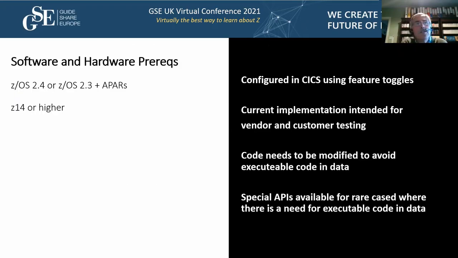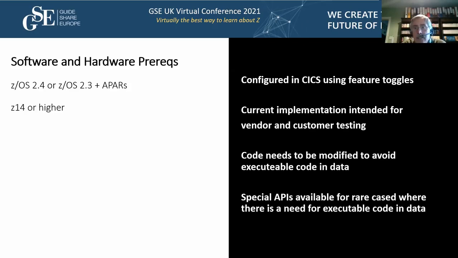Now, in order to do this, you need a z14 and z/OS 2.4, or 2.3 plus some APARs that have been out for a while, so you probably have got those in your system. You also configure the CICS system with some feature toggles to say I want execution protection on.